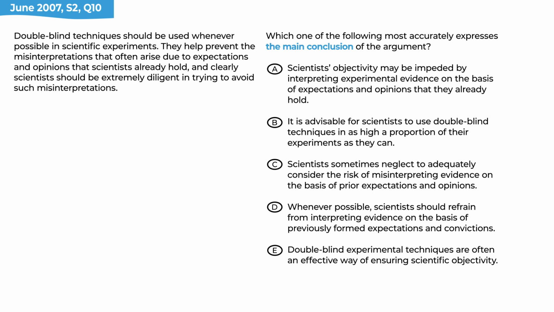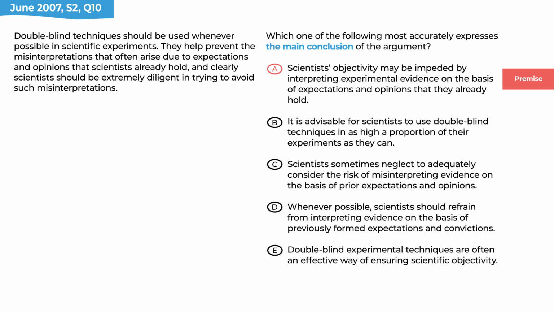Let's look at answer choice A. It says that scientists' objectivity may be impeded by interpreting experimental evidence on the basis of expectations and opinions that they already hold. This information is actually in the argument, but it's a premise, not the conclusion. It's playing the wrong role for this particular question type. We're looking for the conclusion, not the evidence. So we can get rid of it. Let's look at answer choice B. It says that it is advisable for scientists to use double-blind techniques in as high a proportion of their experiments as they can.